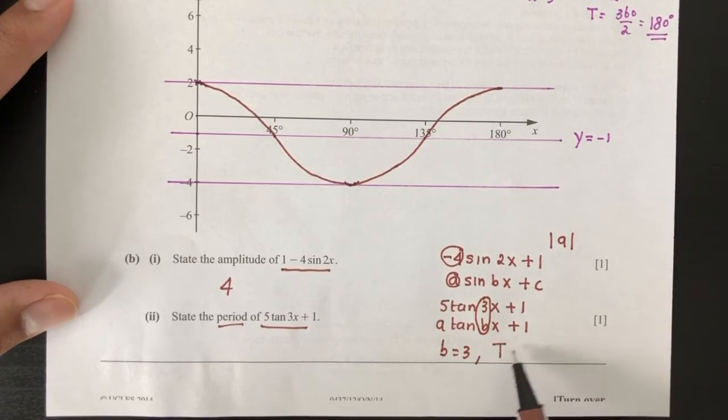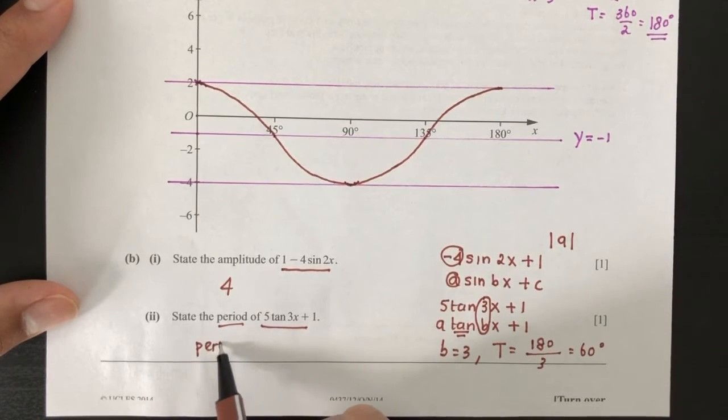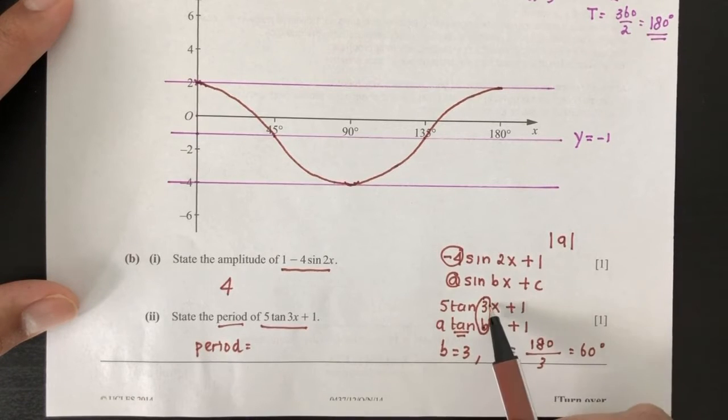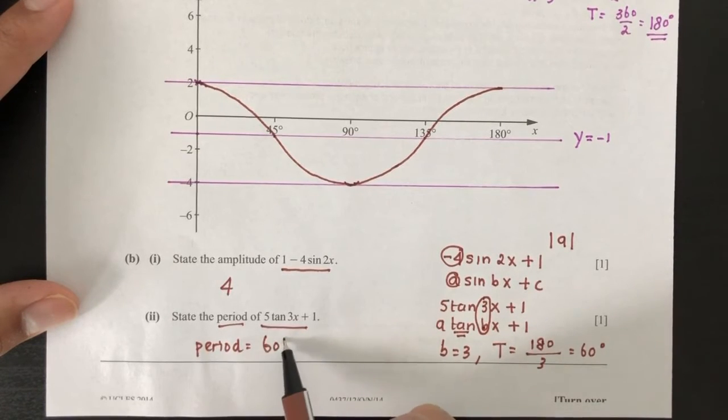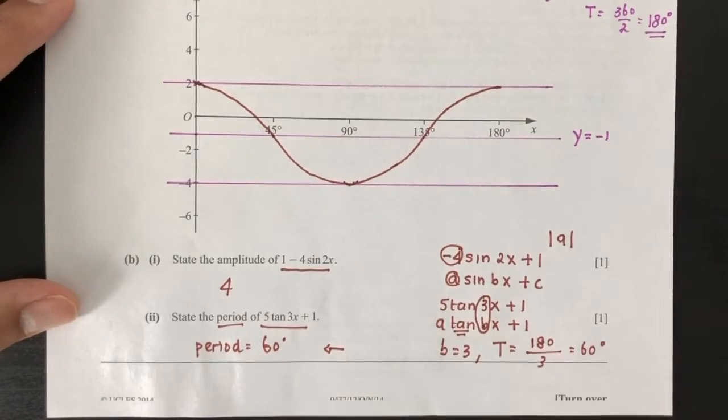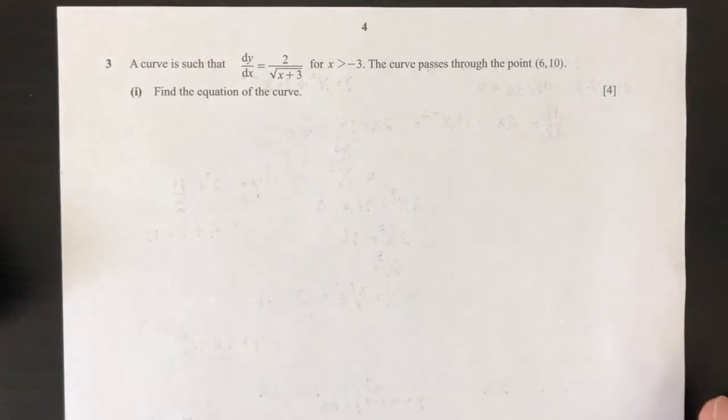So the period is equal to, for tan we have to take 180 divided by b, which is 3. That will be 60 degrees. So period for tan functions is 180 divided by this value, which is b. That will be 60 degrees. Okay, so that will be question number 2. Let's move on to question number 3.